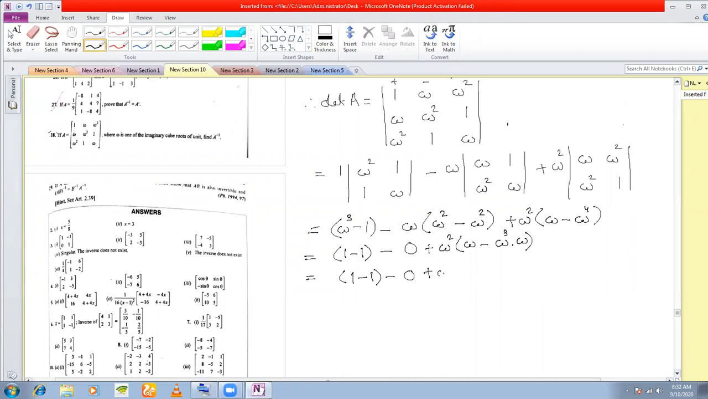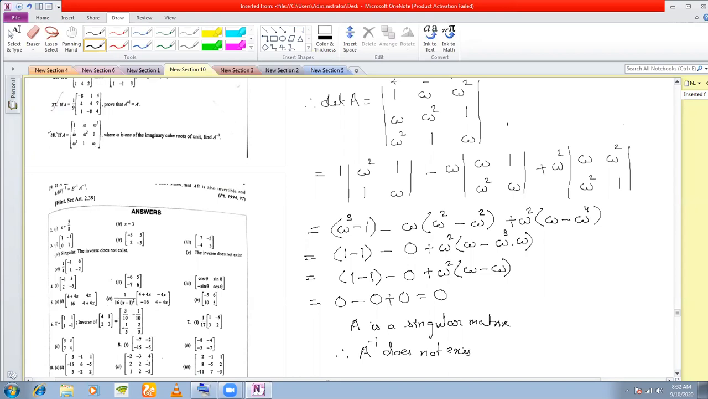Then you have plus omega square. Again, omega cube is 1, so it will be omega. So this is 0 minus 0 plus 0, which is 0. So A is actually a singular matrix. Therefore, A inverse does not exist.